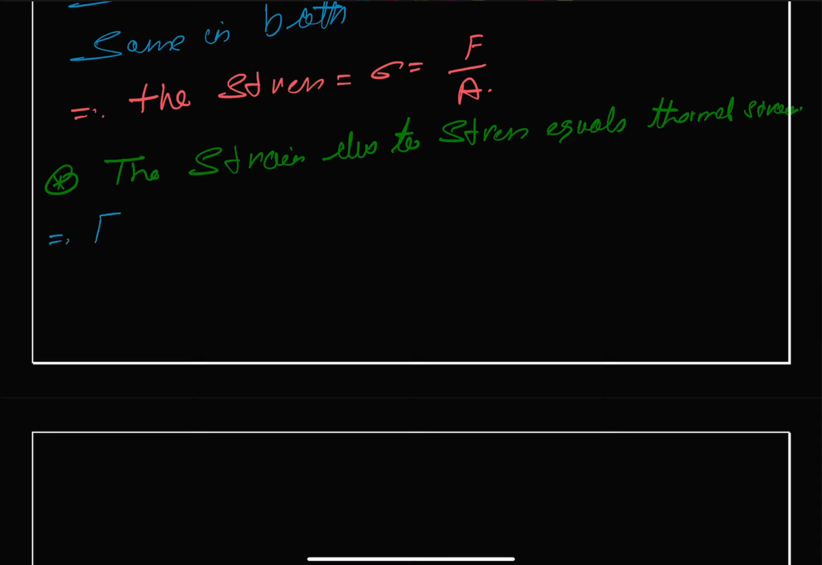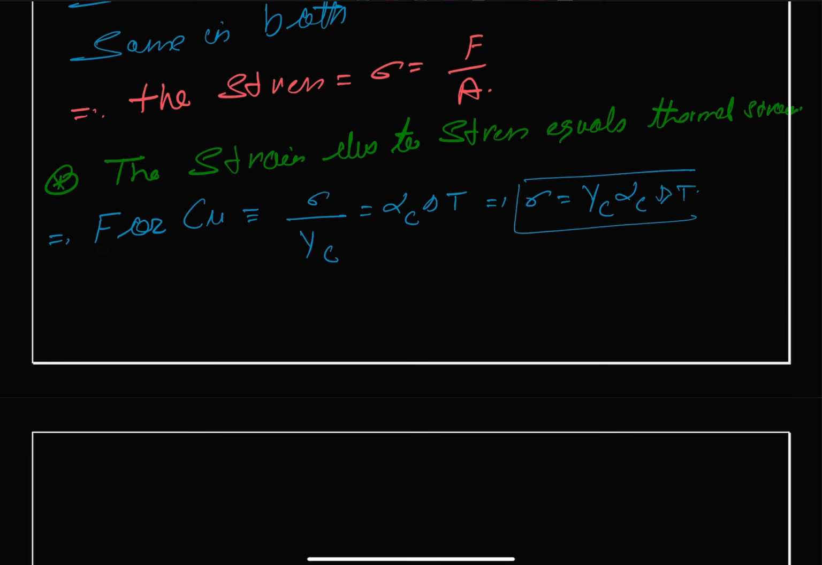So we can say for copper we can write sigma upon modulus for copper will be equal to its alpha C and delta T, that is our thermal strain. Therefore from here we can say our sigma is equal to Young's modulus, alpha C and delta T.